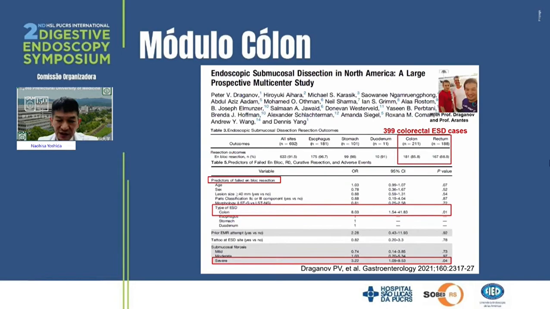However, ESD is difficult. This is a paper from the United States. The first author is Peter Draganov. He's my friend. He's also an endoscopist. They analyzed the failure of ESD for various sites, including 399 collected ESD cases. Regarding the site of ESD, colon is the highest risk factor of all sites of the gastrointestinal tract. So ESD has some problems.